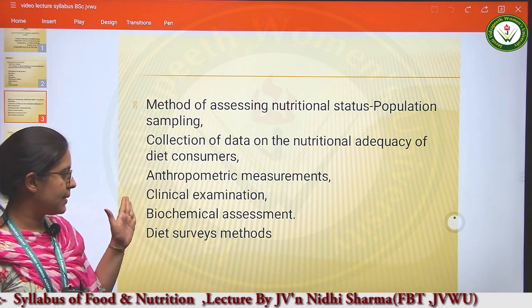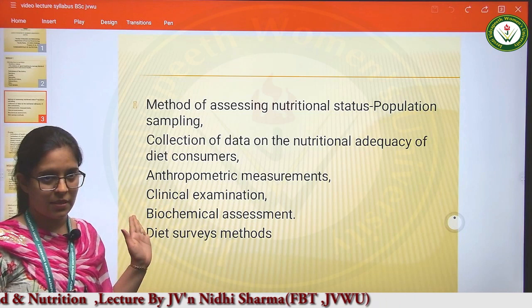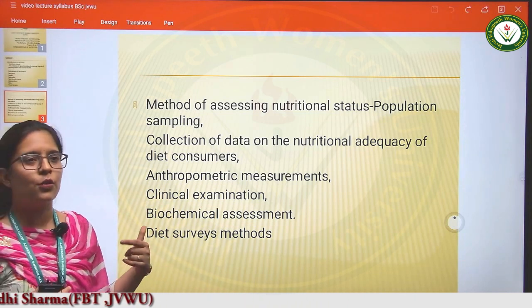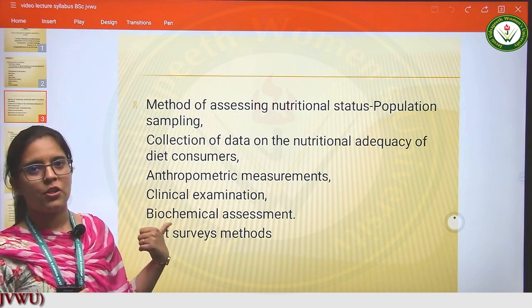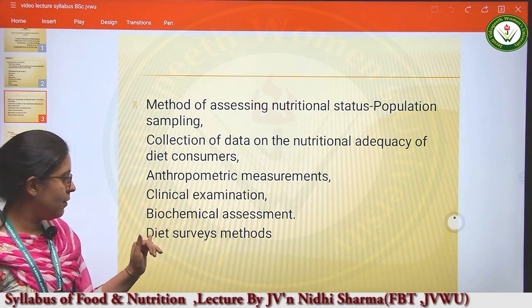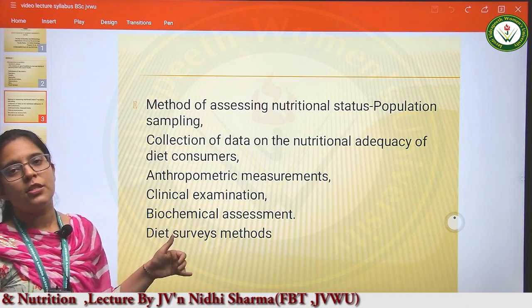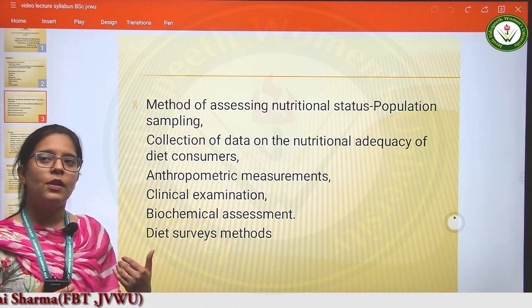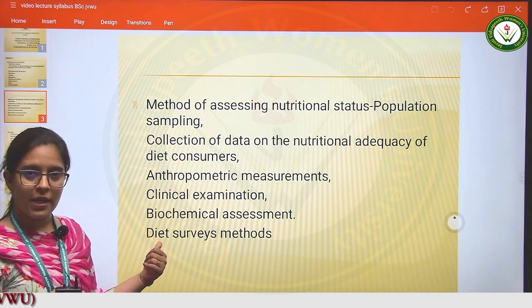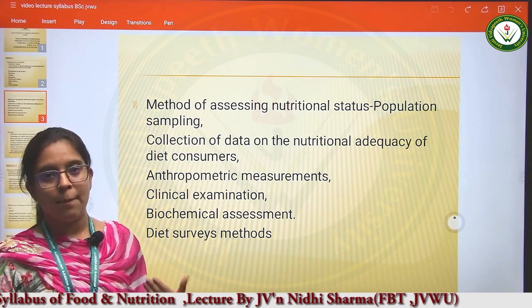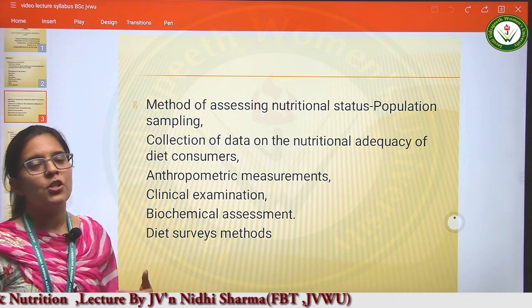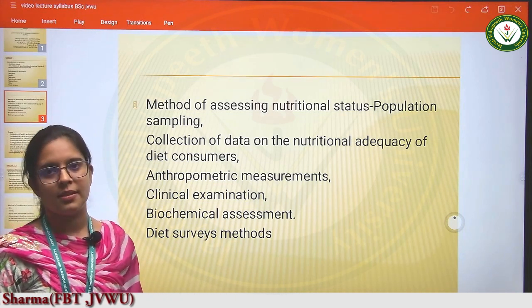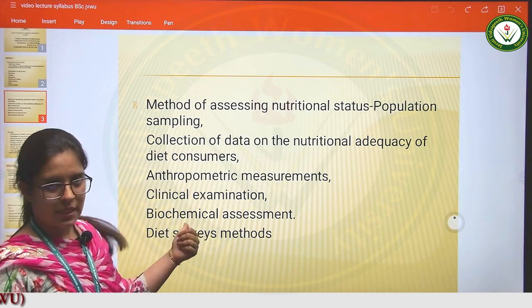Then we have clinical examination and biochemical assessments. In these, we study about the blood samples and urine samples and the examinations which are done clinically in the labs. Then we have diet survey methods, which include 24-hour dietary recalls and food frequency methods. With the help of these methods or surveys, we get to know about the eating habits of the person, and accordingly we can make these dietary assessments.